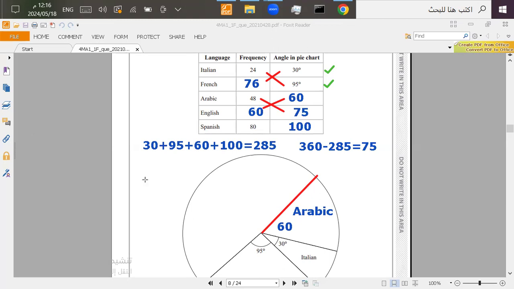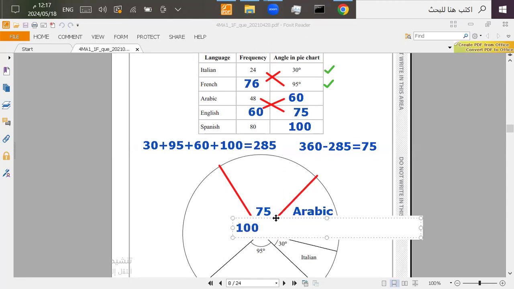Here the angle is 75 and 100. Now the 100 is bigger than the 95 a little bit, so you can make it like this. Let's say like this, yes. And this one is the 75, for example, and this one is the 100.